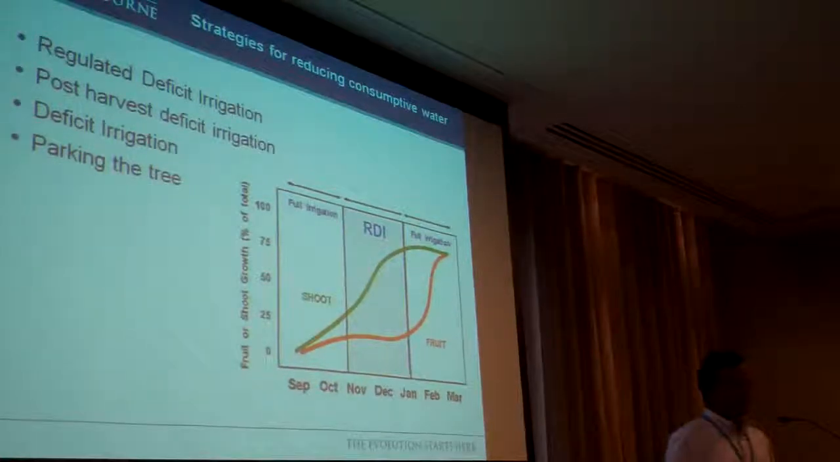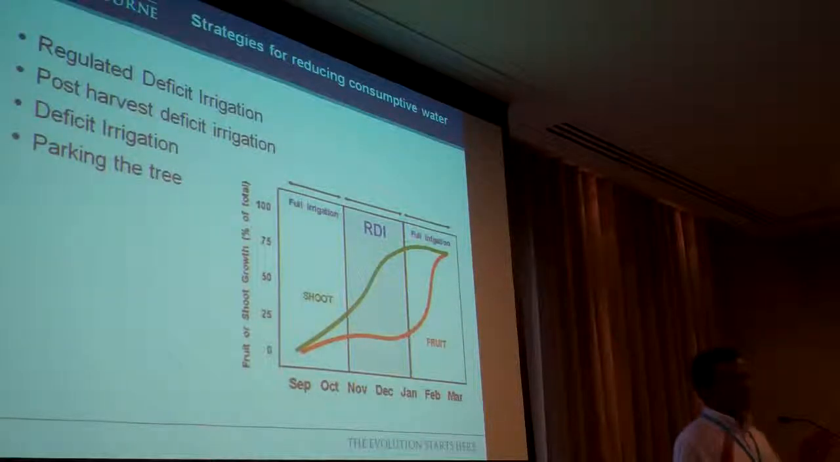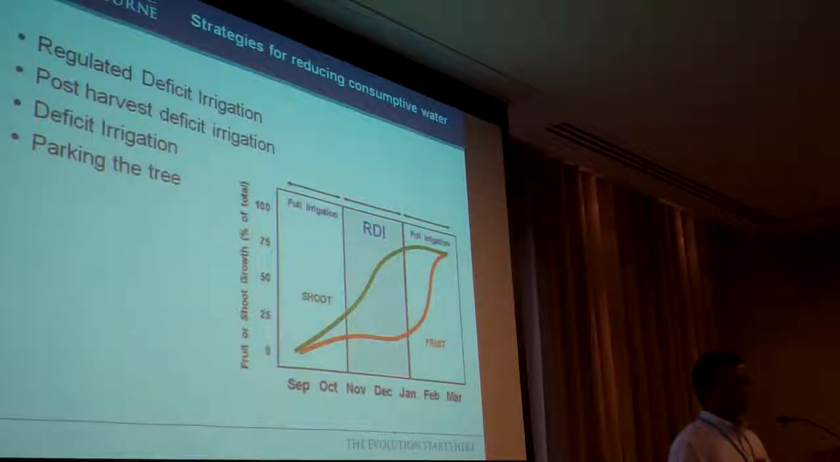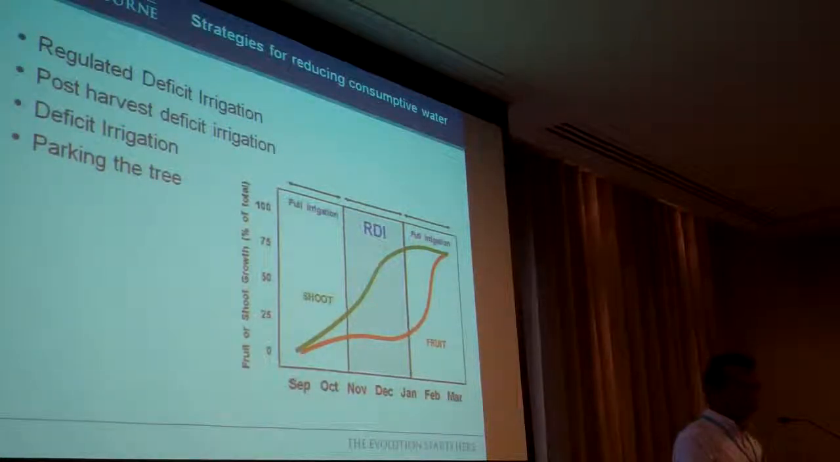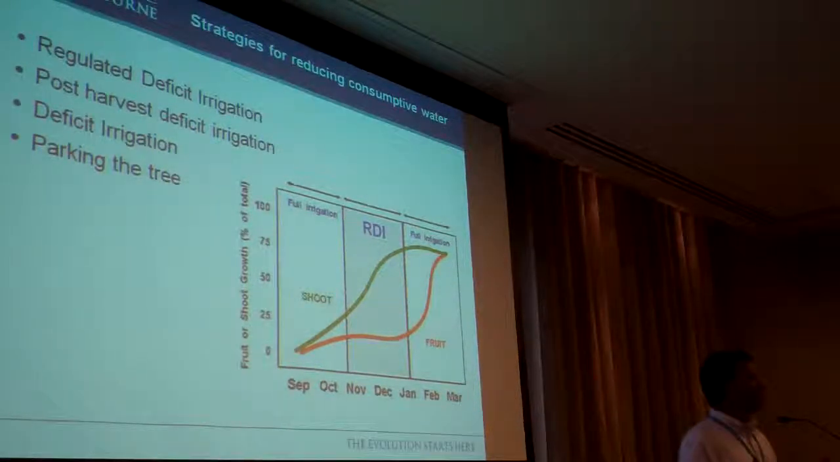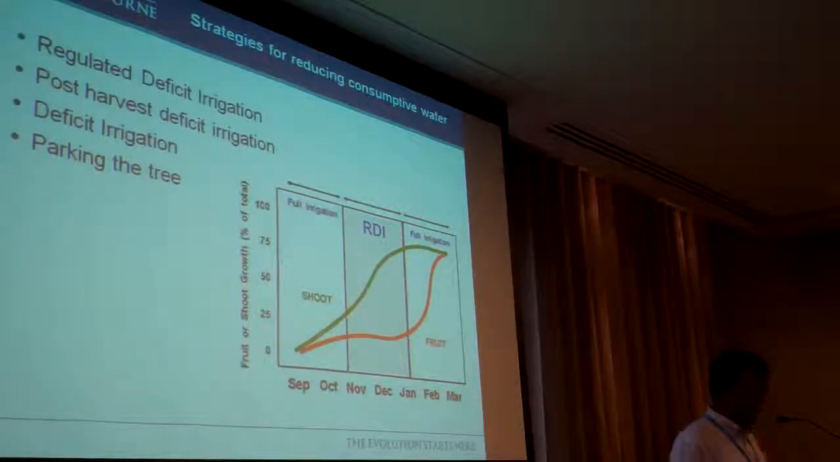Now, parking the tree is a strategy. Remove all the fruits from the tree because fruits cause 25 to 50% evapotranspiration losses from the tree. So after removing the fruit, apply only 30% of the water throughout the season. The aim of doing this is anticipating good weather in the next season and conserving the trees.